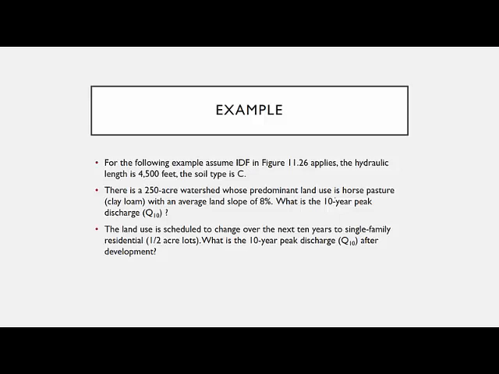The hydraulic length is 4,500 feet. The soil type is C. And there is a 250-acre watershed whose predominant land use is horse pasture, with an average land slope of 8%. The question is, what is the 10-year peak discharge? Then the land cover uses change to single-family residential, half-acre lots. What is the 10-year peak discharge after development?